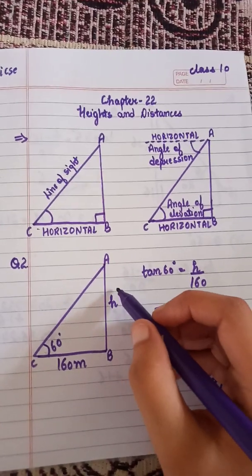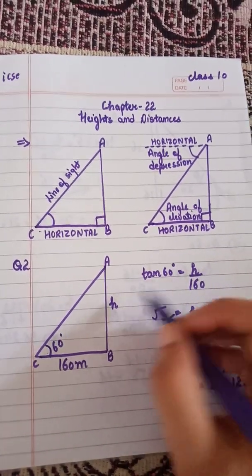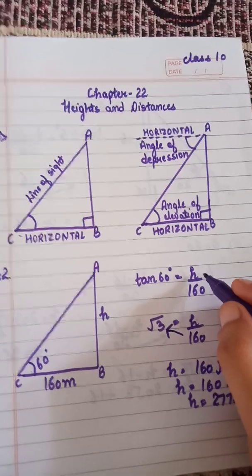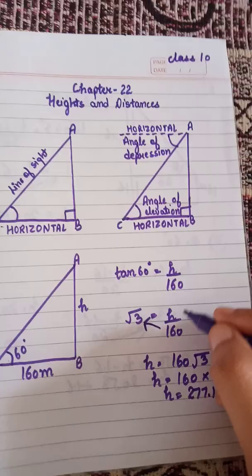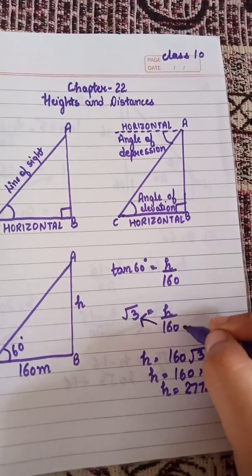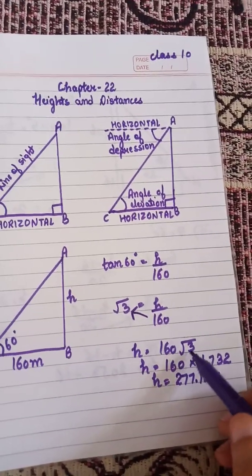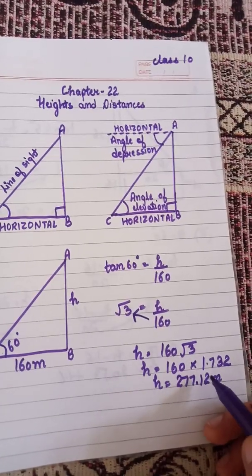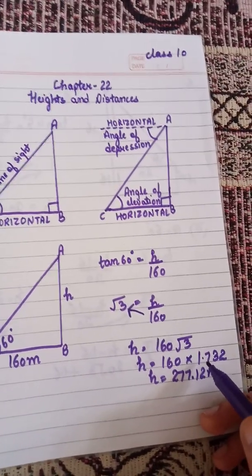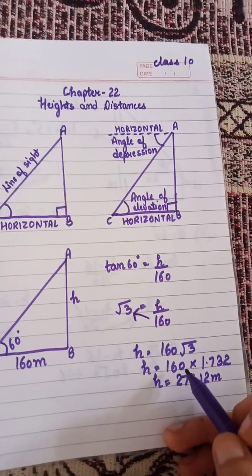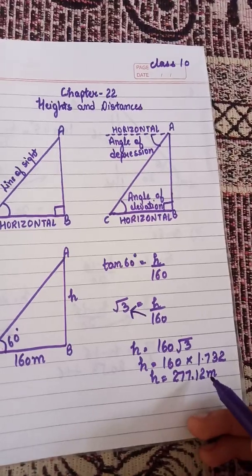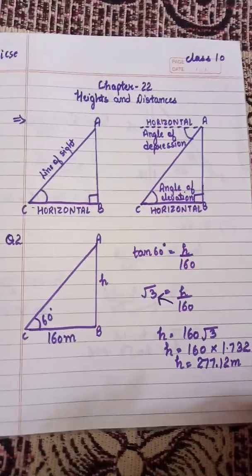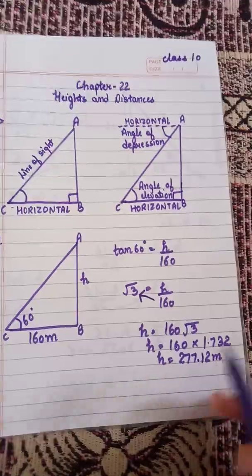So we know perpendicular by base is equal to tan. So tan 60 is equal to perpendicular h by base 160. We know the value of tan 60 is root 3, so root 3 is equal to h by 160. h is equal to 160 multiplied by root 3. Now we will fill the value of root 3, which is 1.732, multiplied by 160. So the answer is 277.12 meter. So in this question our height is 277.12 meter.